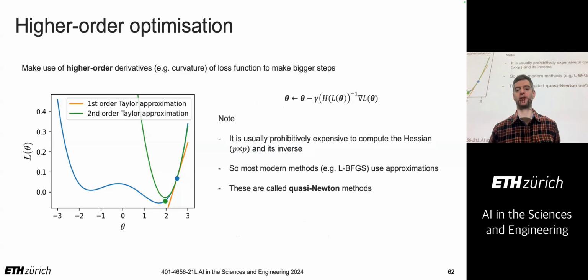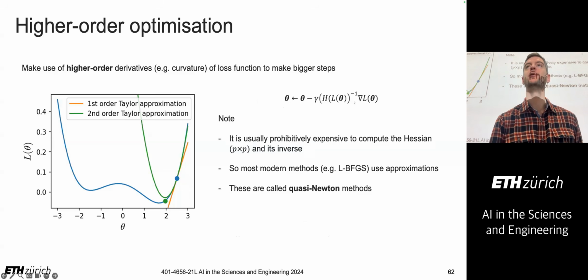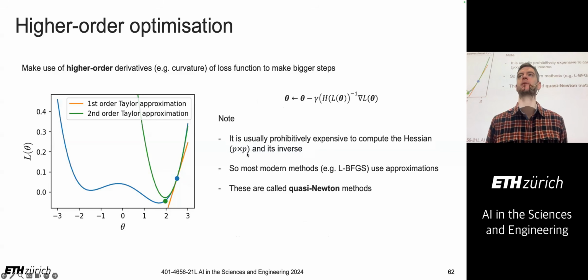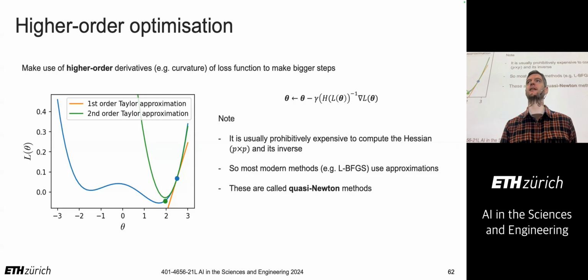The problem with that is that the Hessian itself is an absolutely huge matrix. It's P by P, where P is the number of parameters. So if I have a neural network which has 1 million parameters, computing the Hessian fully would be 1 million by 1 million, and that's a huge array and a lot of computation.